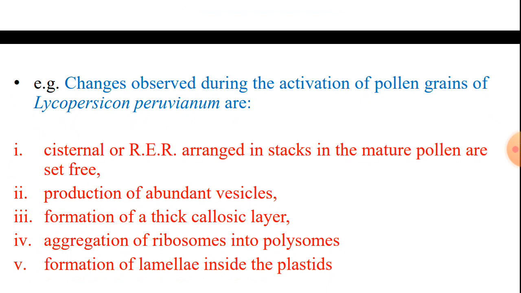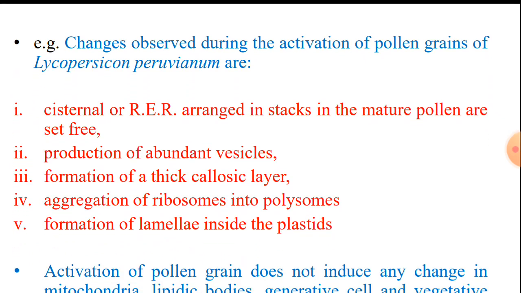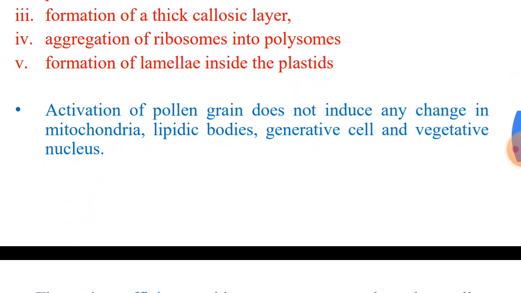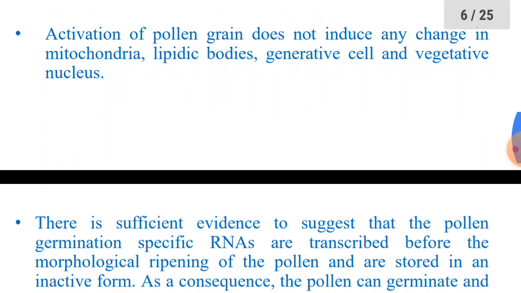The changes observed during the activation of pollen grains of Lycopersicon peruvianum are, first, the cisternal or rough endoplasmic reticulum arranged in stacks in the mature pollen are set free. Second, production of abundant vesicles. Third, formation of a thick callosic layer. Fourth, aggregation of ribosomes into polysomes. Fifth, formation of lamellae inside the plastids. Activation of pollen grain does not induce any change in mitochondria, lipidic bodies, generative cell and vegetative nucleus.